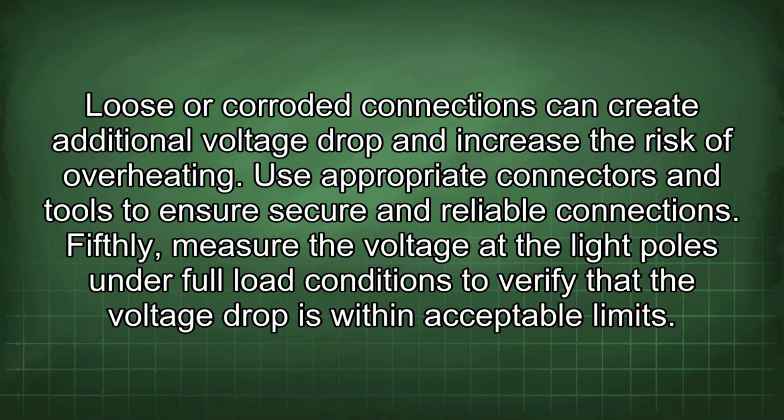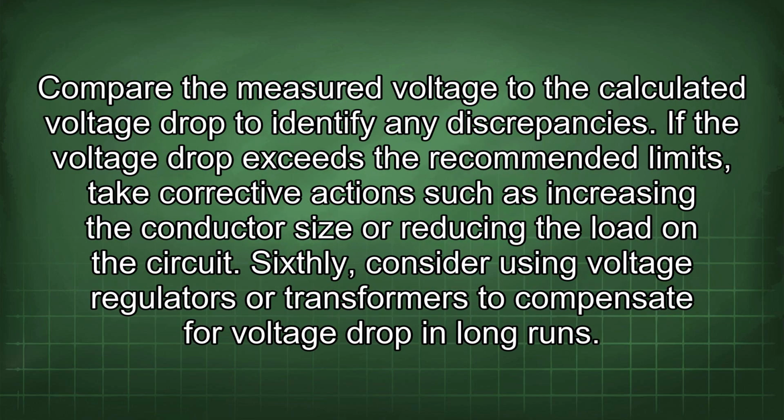Fifthly, measure the voltage at the light poles under full load conditions to verify that the voltage drop is within acceptable limits. Compare the measured voltage to the calculated voltage drop to identify any discrepancies. If the voltage drop exceeds the recommended limits, take corrective actions such as increasing the conductor size or reducing the load in the circuit. Sixthly, consider using voltage regulators or transformers to compensate for voltage drop in long runs.